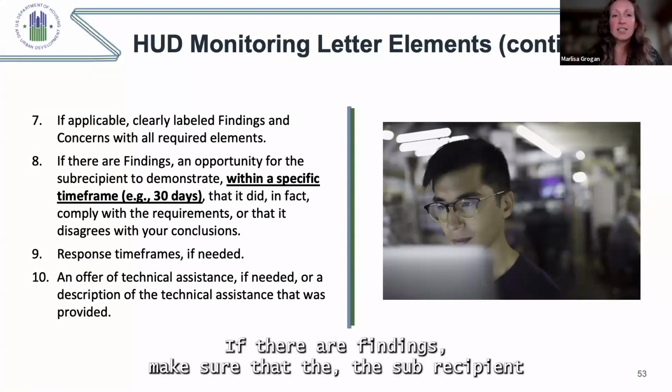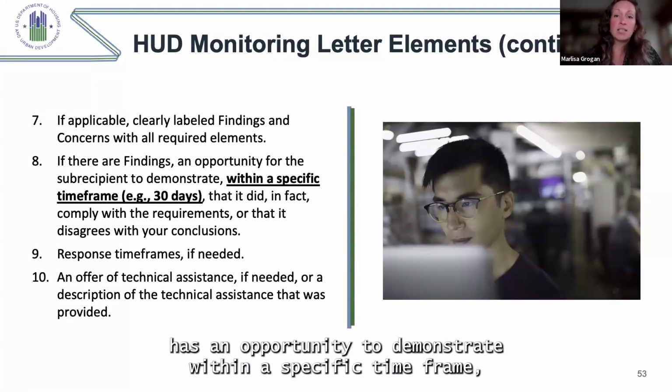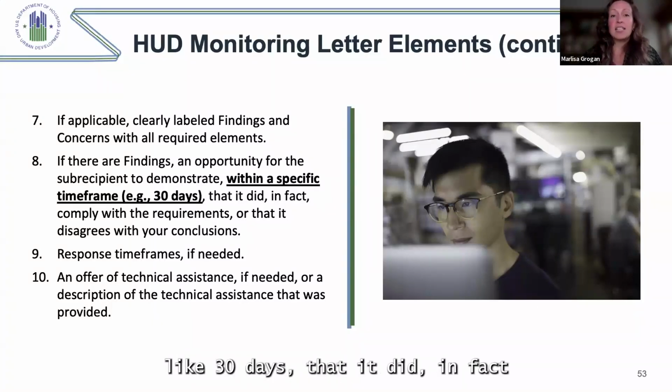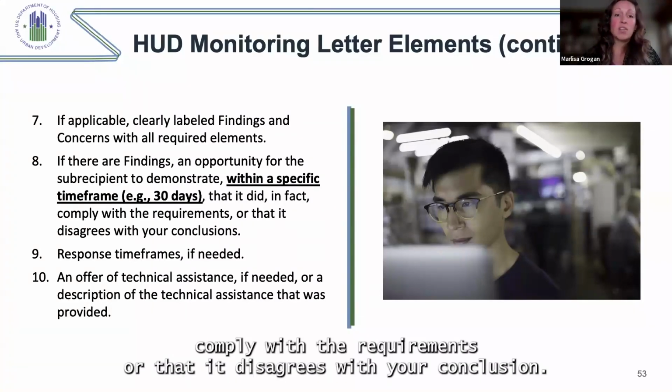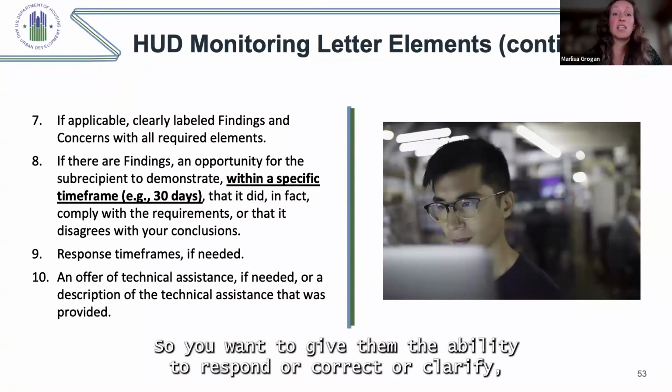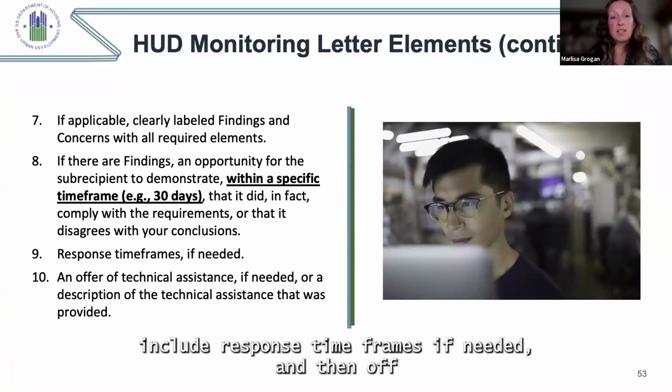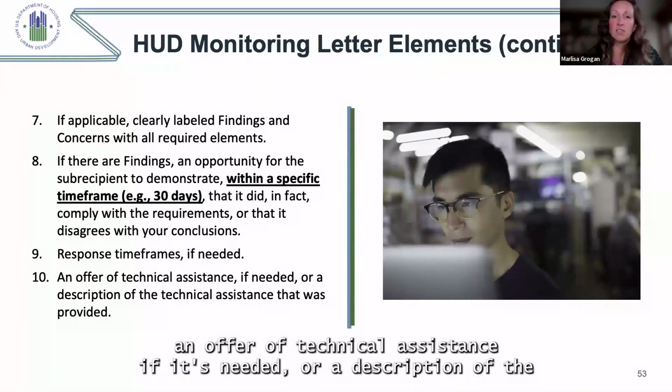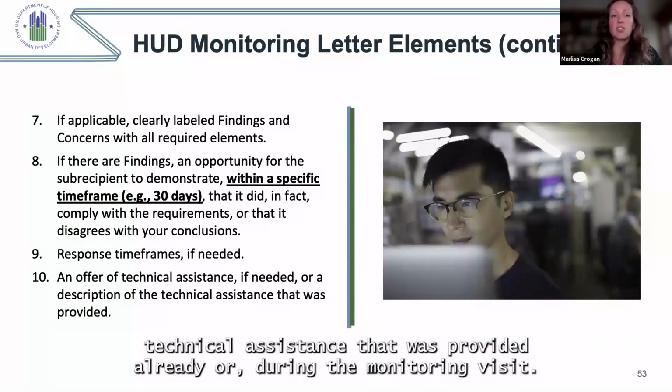If there are findings, make sure that the subrecipient has an opportunity to demonstrate within a specific time frame, like 30 days, that it did in fact comply with the requirements or that it disagrees with your conclusions. You want to give them the ability to respond, correct, or clarify. Include response timeframes if needed, and then an offer of technical assistance if it's needed, or a description of the technical assistance that was already provided, including during the monitoring visit.